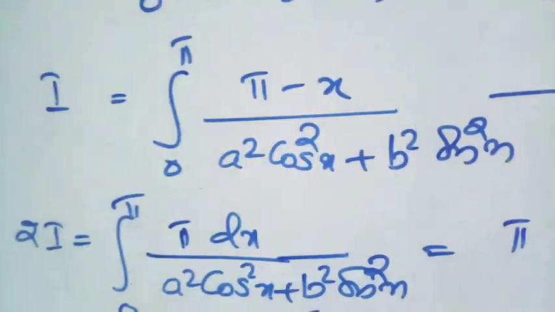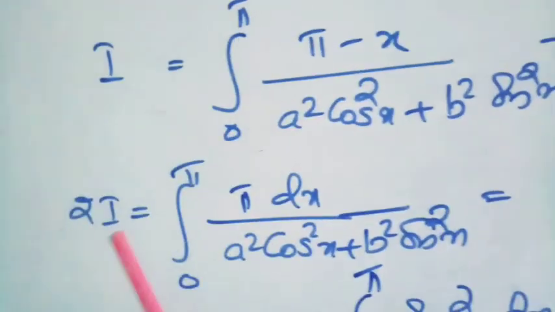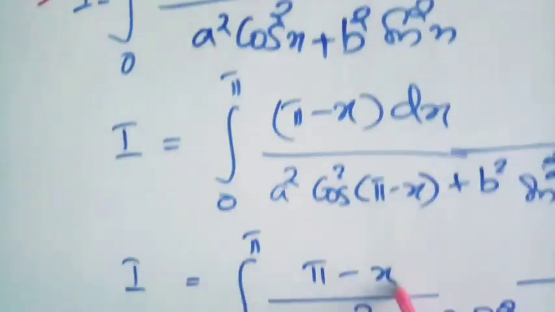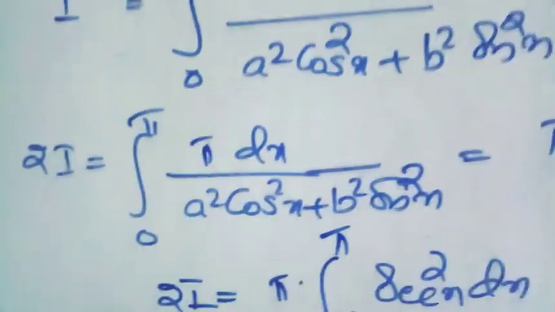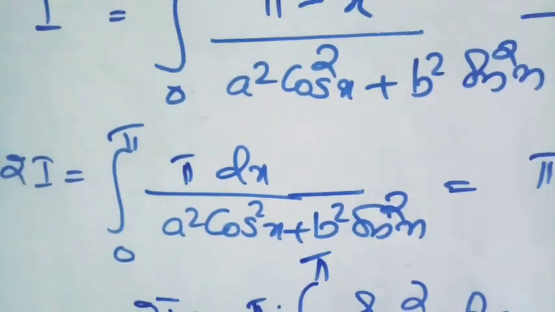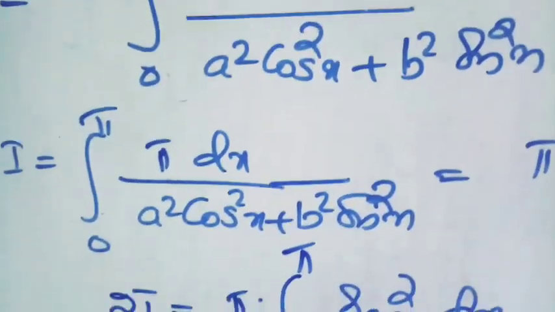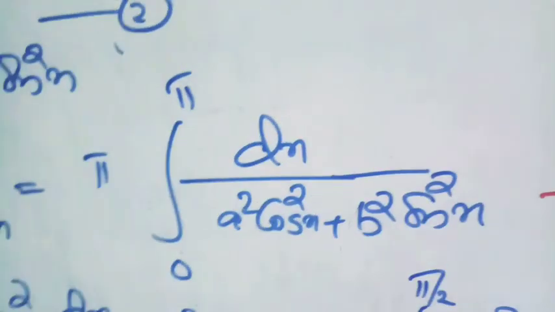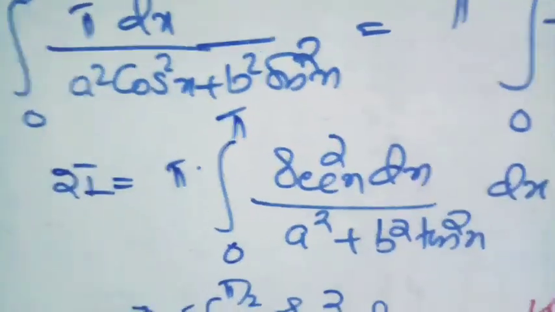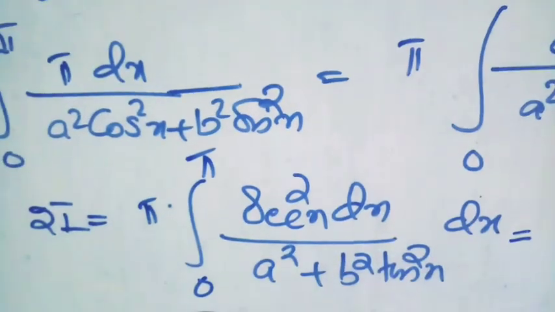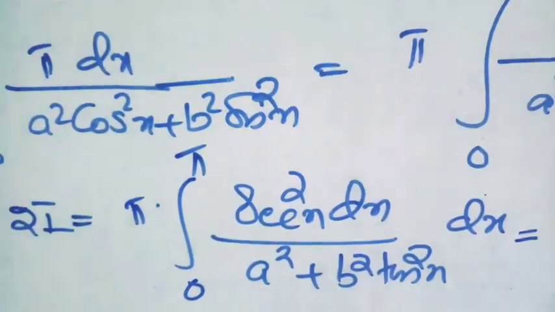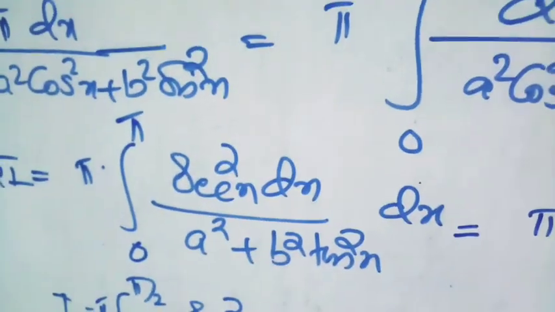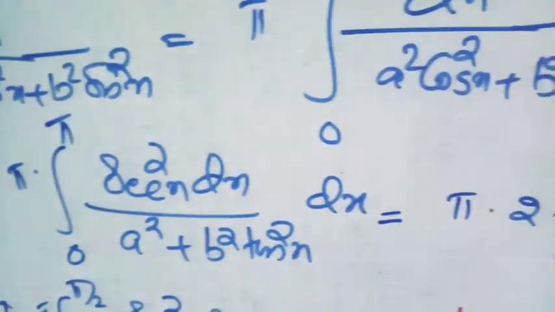Now adding these two integrals, we will get 2I is equal to 1, x will be cancelled from numerator, and the expression becomes pi dx by a square cos square x plus b square sin square x. We can take pi outside, and the method for integrating this one is dividing by cos square x. So you divide this expression by cos square x, and 2I is equal to pi into integral 0 to pi. Numerator divided by cos square x gives 1 by cos square x, that will be sec square x, and the first term in denominator is a square plus b square tan square x.